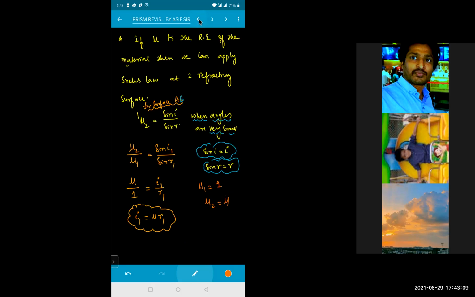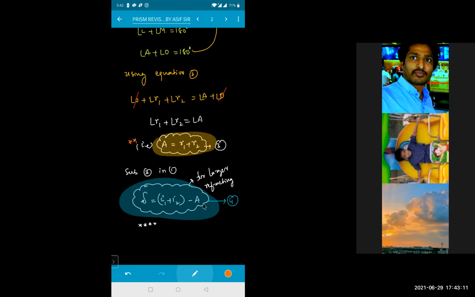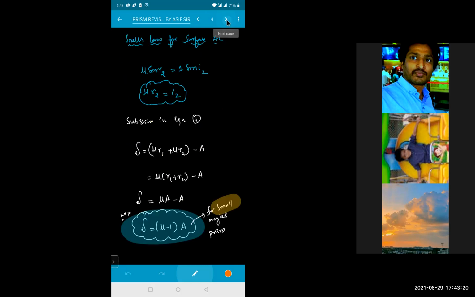For larger prisms, the deviation will be I1 plus I2 minus A. Is it clear? That was about your deviation for the small angled prism concept.